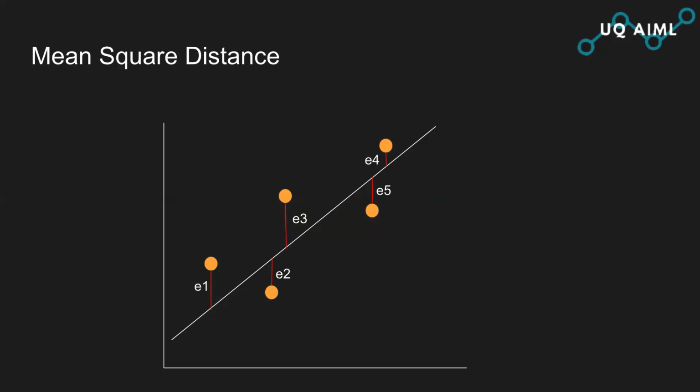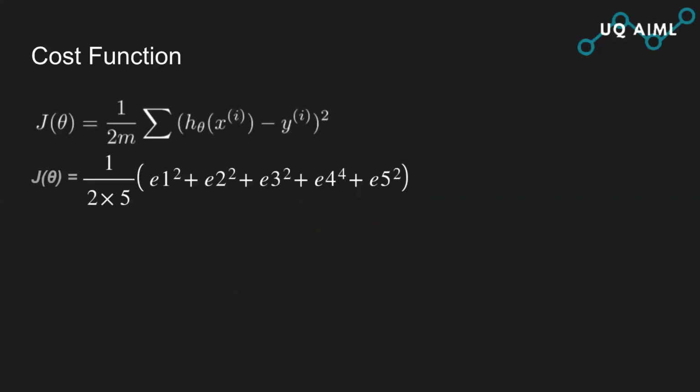If we don't square, then points below the line will cancel out with the points above the line, and it'll make it seem like the line is fitting nicely when it's actually not. That's why we square the difference between your predicted output and your actual output. Again, the formula is given.